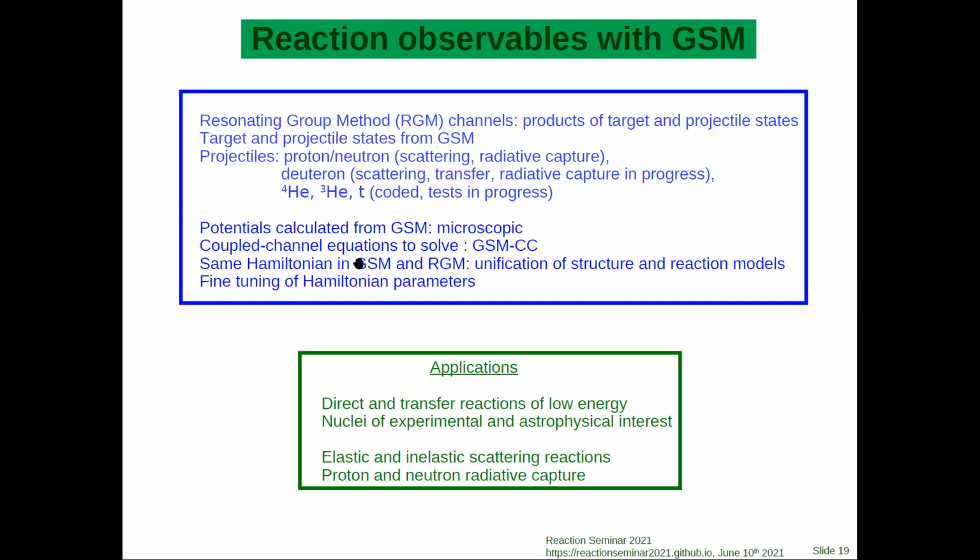The idea is to have the same Hamiltonian in Gamow Shell model and in the resonating group method, because then one has unification of structure and reactions. But for the moment, it's still not possible, so we have to fine-tune Hamiltonian parameters in order to calculate cross sections which are close to experimental data. But it is the aim of GSMCC to have a unique Hamiltonian with which both structure and reaction observables are calculated. We can calculate cross sections of proton-neutron scattering, radiative capture.